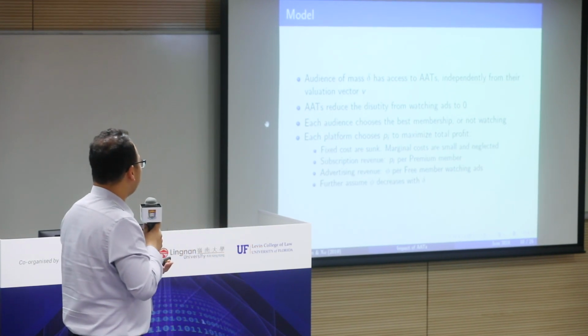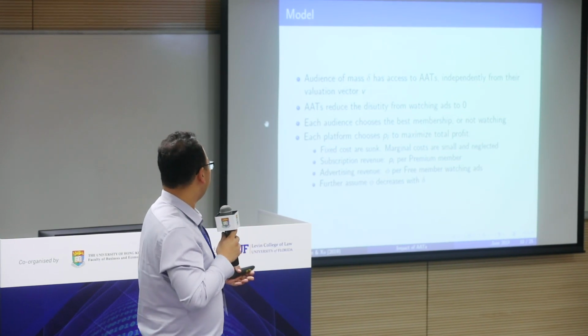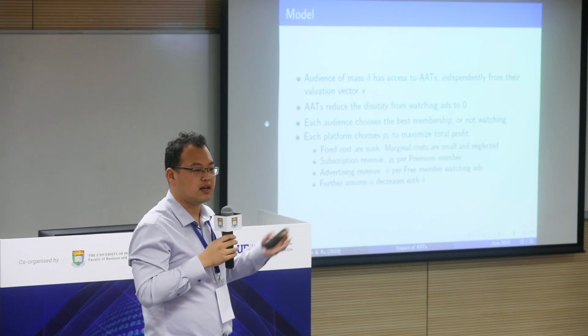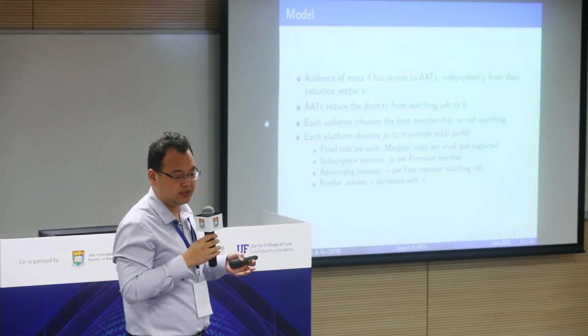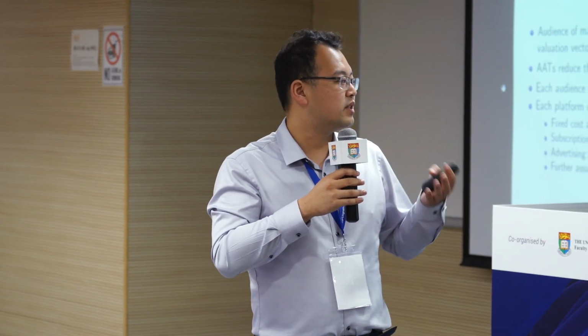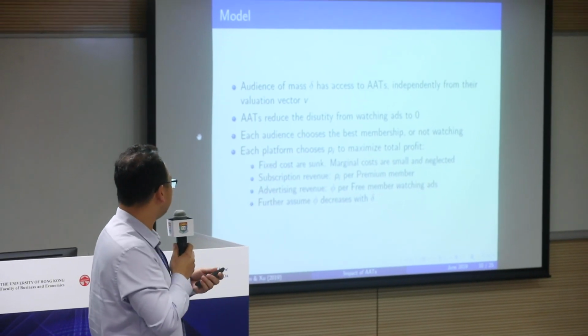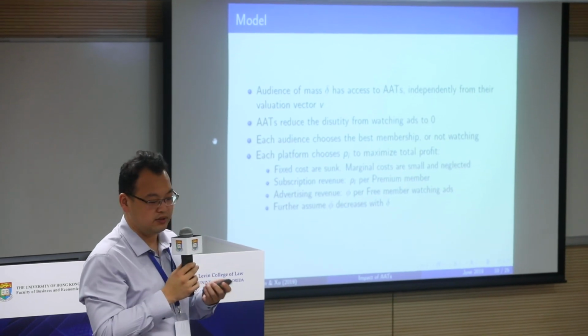So the decision for each platform is to choose the subscription fee P_i to maximize total profit. In this model, we assume that the fixed costs are sunk in the pricing decision stage, and the marginal costs are relatively small, so we neglect them. This means that platforms are basically maximizing total revenue. There are two sources of revenue. The subscription revenue is P_i per premium member, whereas the advertising revenue is phi per free member who watched the ads. The last sentence: we further assume there is advertising revenue phi that is decreasing with delta.